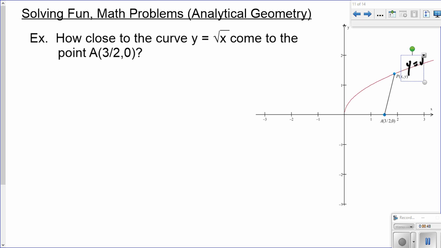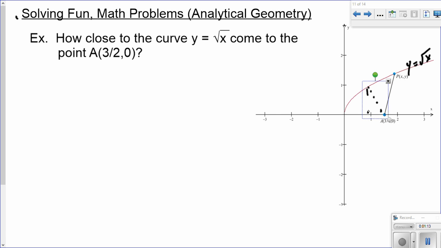Here's our root function, right? And we've got this arbitrary point P at x, y, just going along the curve. And we're trying to find the minimum distance between this arbitrary point P and the given point A, 3 halves comma 0. So somewhere along here, if I can visualize this, we might have a minimum distance.